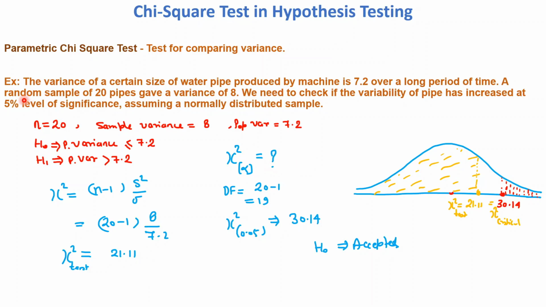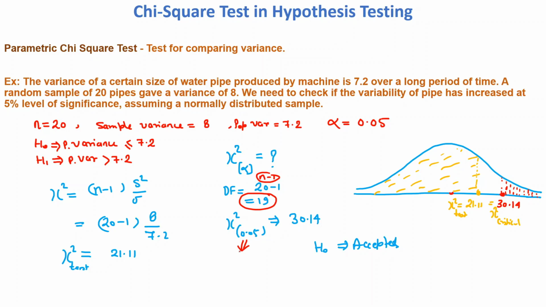And what is the significance level? The significance level is 5%. So what would be the value of alpha? The alpha value would be 0.05. So we need to test. And what would be the degree of freedom? Degree of freedom is n minus 1, so 20 minus 1 is 19. So we need to test the chi-square value at the significance level, at 0.05.